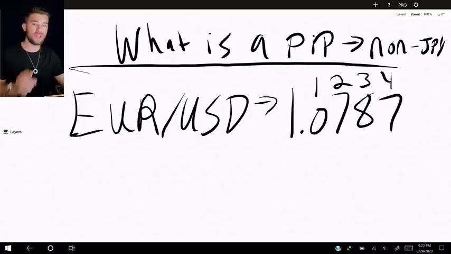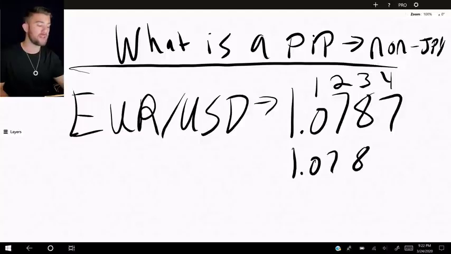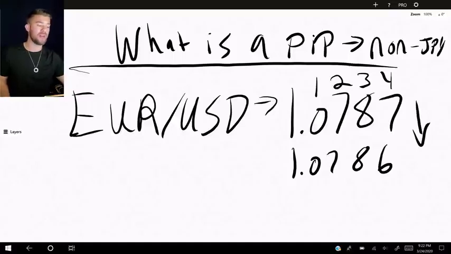What if the euro dollar goes to 1.0786? How much have we dropped? The euro dollar went down now, but by how much? Well, the math here is pretty easy. If we went from 7 to 6 on our 4th decimal, which is a pip, we dropped by 1 pip.